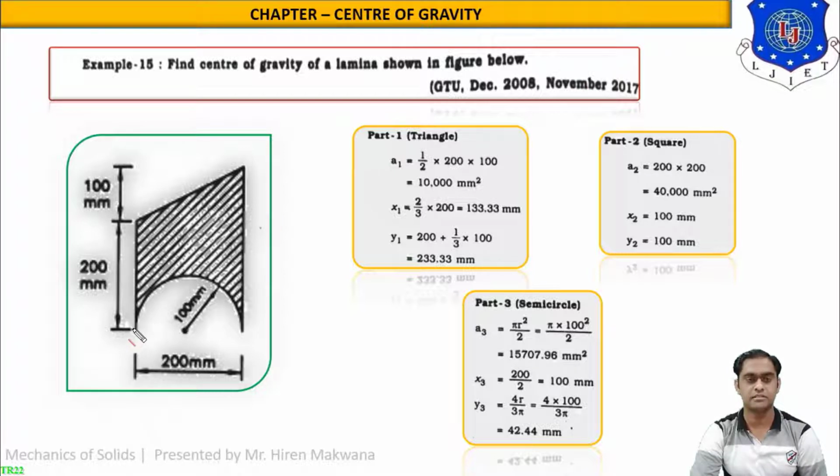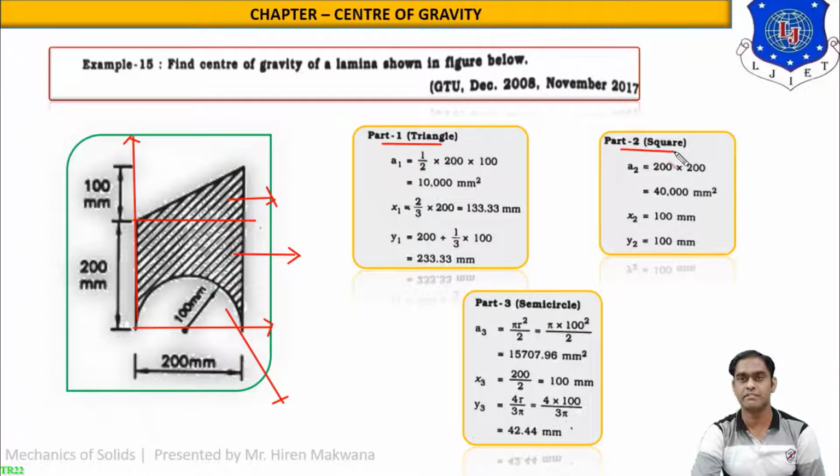There is a figure like the cross section as shown in figure. Here you can imagine the x-axis, and there will be a y-axis over here. Now if you want to divide this into equal parts, then this is the first part, which is a triangle. This is part number 2, which is a rectangle, and this is part number 3, which is a semicircle, which has to be cut out from the section. So part 1 will be the triangle, which is positive. Part 2 will be the square, which is also positive. But part 3, the semicircle, will be deducted from the total calculation.